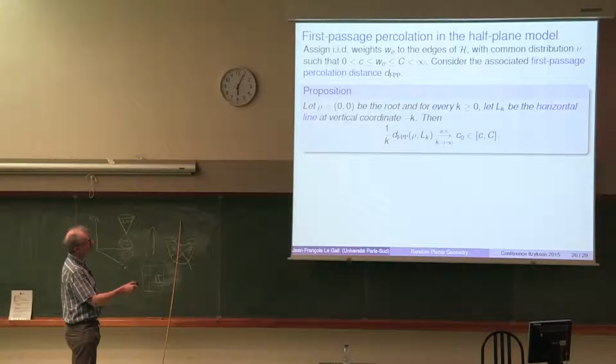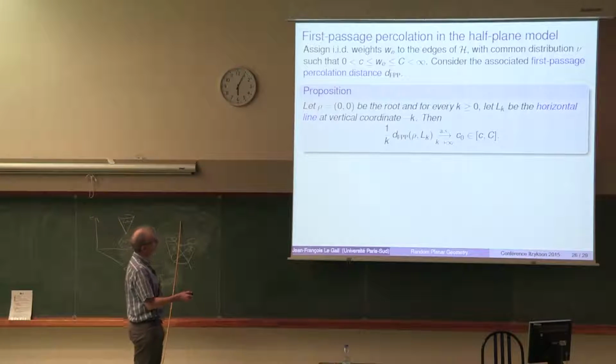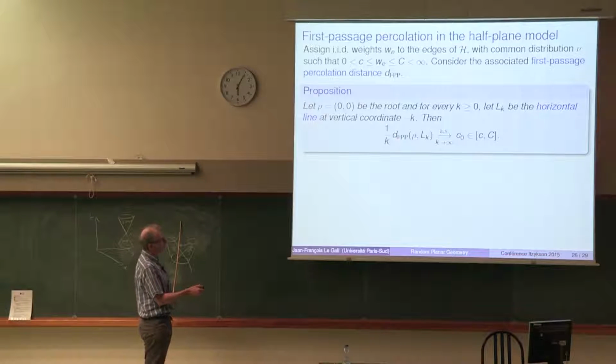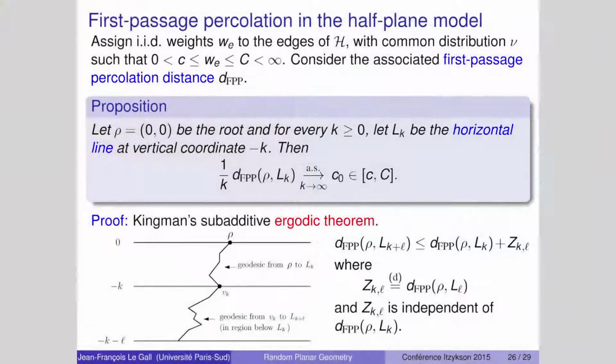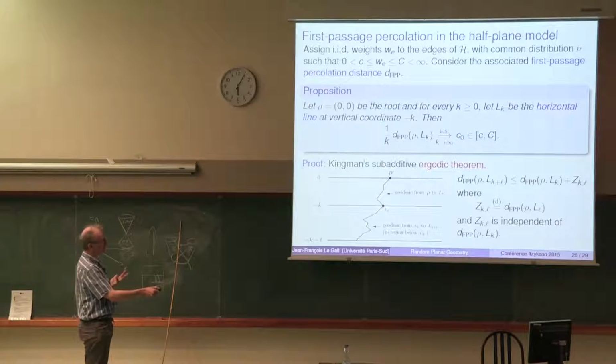You define the first passage percolation distance. And what you can prove very easily in this half-plane model is that if you look at the FPP distance between the root and the line at vertical coordinate minus k, so the root is supposed to be here, and you look at the distance between the root and this line, well, normalized, it grows linearly as k goes to infinity, and 1 over k times the distance converges to a certain constant.